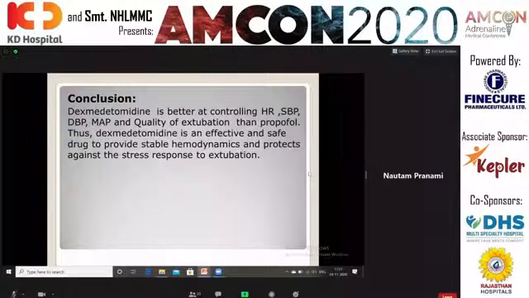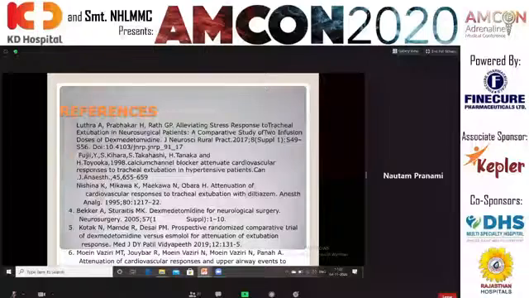The conclusion was that dexmedetomidine is better than propofol in controlling heart rate, systolic blood pressure, and the quality of extubation. Dexmedetomidine is an effective and safe drug to provide stable hemodynamics and protect against the stress response to extubation. These are my references. Thank you.